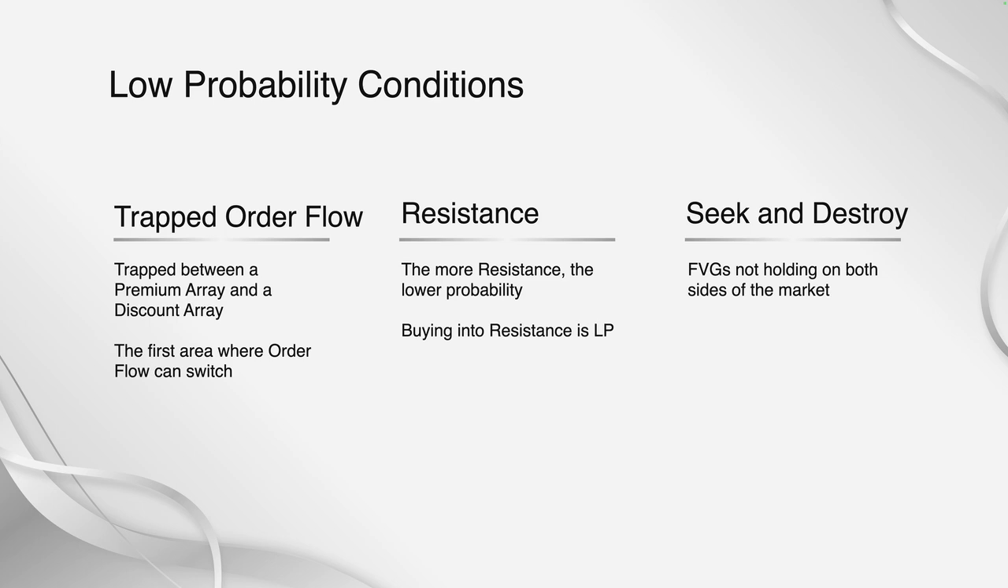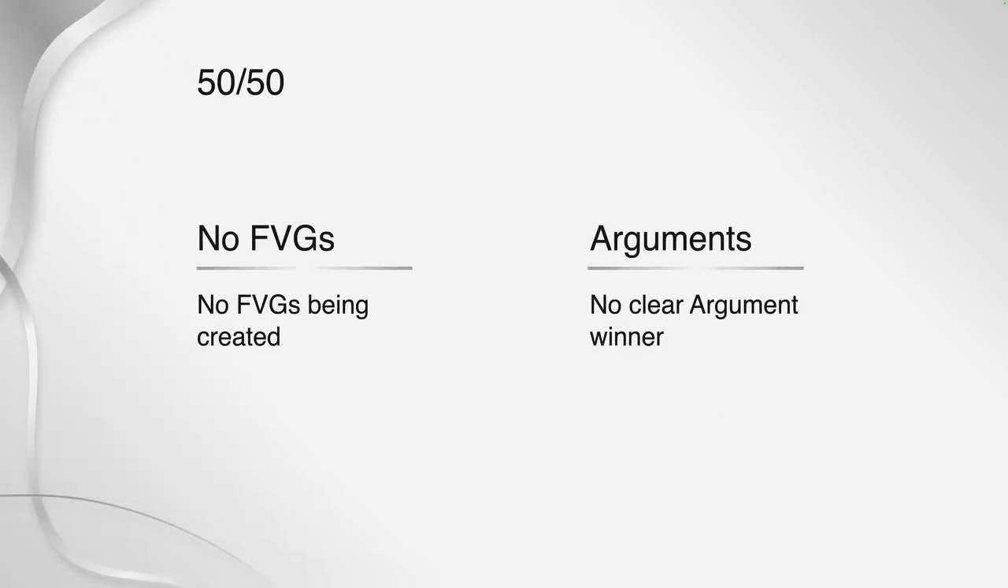First of all, how far we can retrace right there, and then where we actually want to be buying or selling. That's extremely important. Seek and destroy as well, because that will filter out the fair value gaps that you absolutely do not want to use. Now, moving on from low probability conditions, we also need to go over, of course, 50-50 conditions.